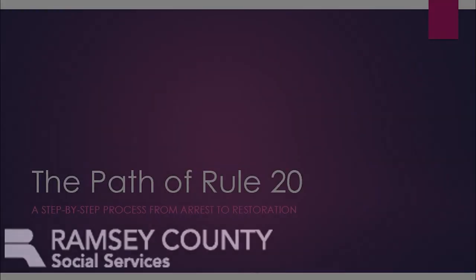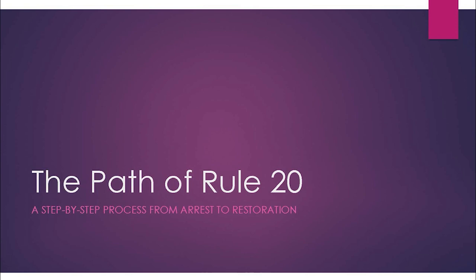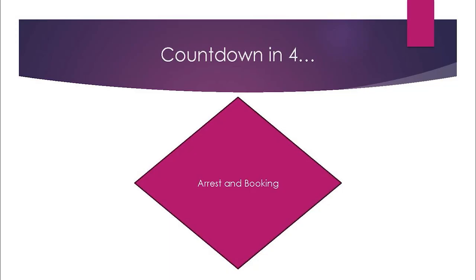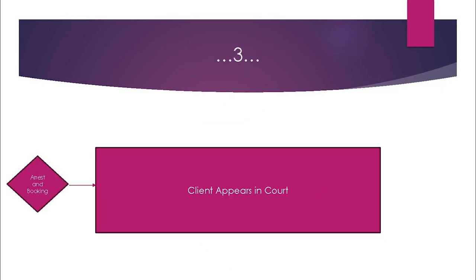Thank you for joining us today on this video presentation of the path of Rule 20, a step-by-step process from arrest to restoration. We begin first with an allegation or accusation that a criminal statute has been broken. You have been arrested and have been booked for that crime. That does not mean a crime was actually committed, just that there are allegations and evidence that you have possibly committed a crime. The client then appears in court.